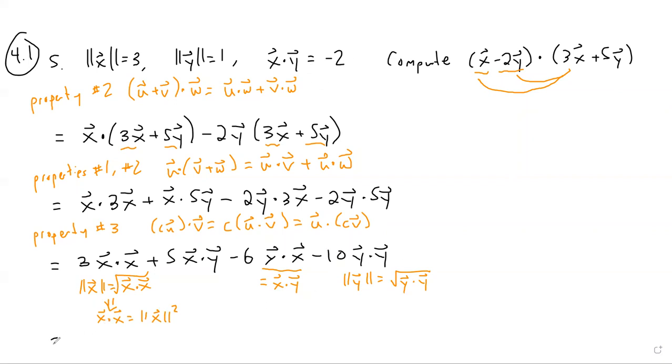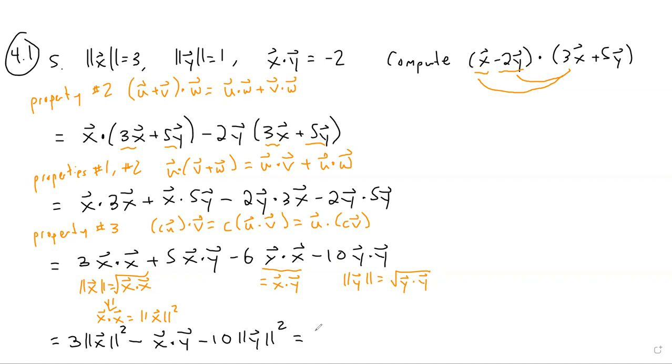So I'm going to be able to write this as 3 times the length of x squared. And those two things are the same because of the commutativity. So I can just add the 5 and the negative 6 to get minus 5 x dotted with y. And then minus 10 times the length of y squared. And I've got all those values.